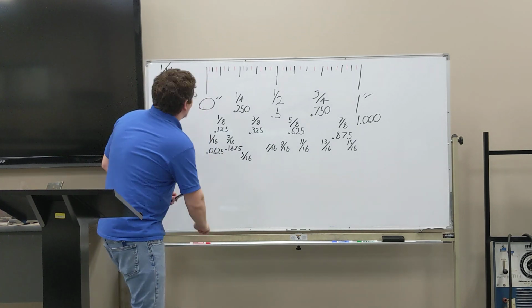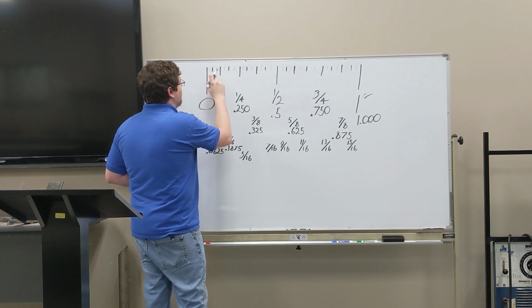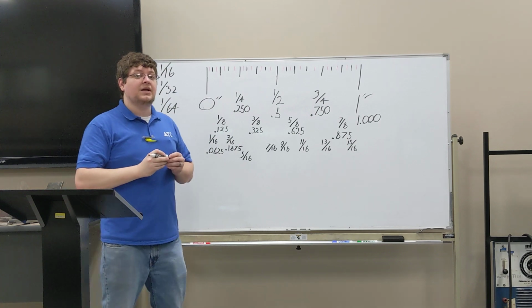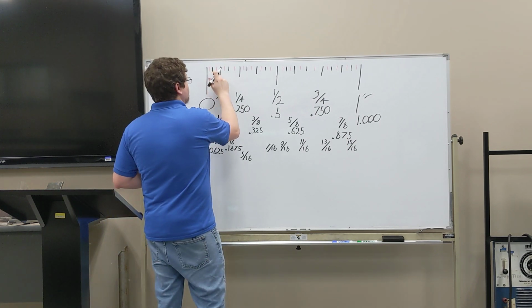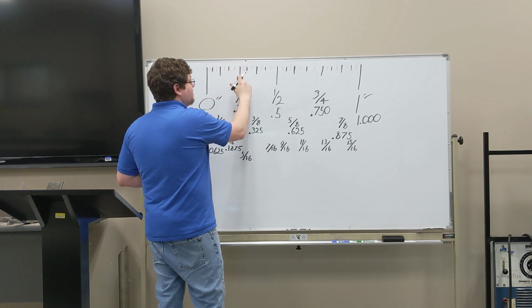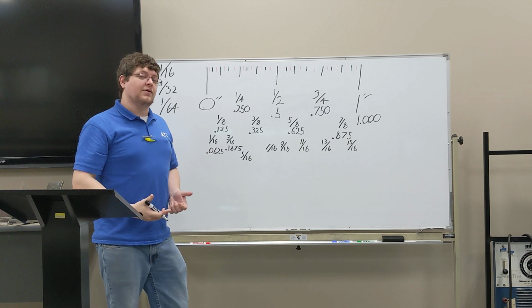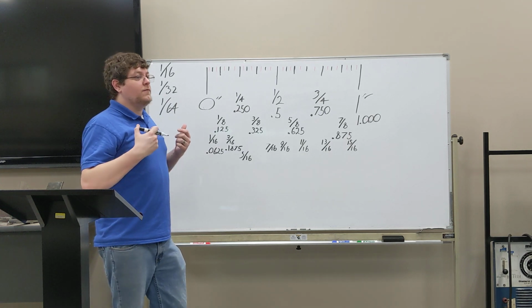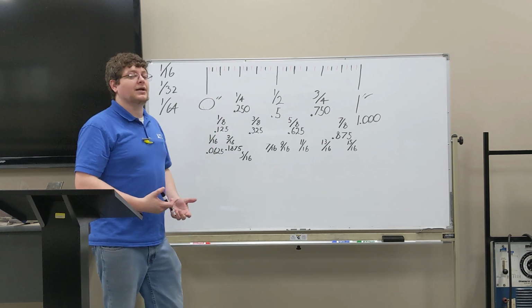If I were to draw this out, I got 0, 1/32, 1/16. Another way to think of 1/16 is 2/32. So if you go 1, 2, 3, 4, 5, 6, 7, 8, which is 1/4, but it's also 8/32. You could also look at it as 4/16, 2/8, finally back down to 1/4.